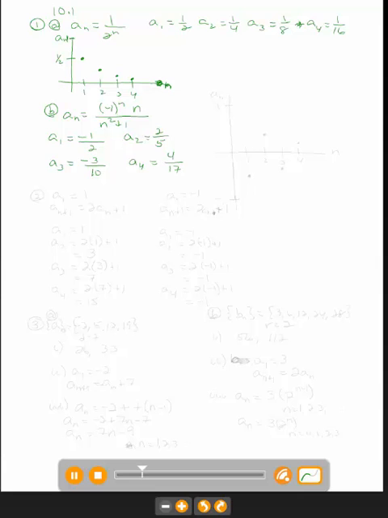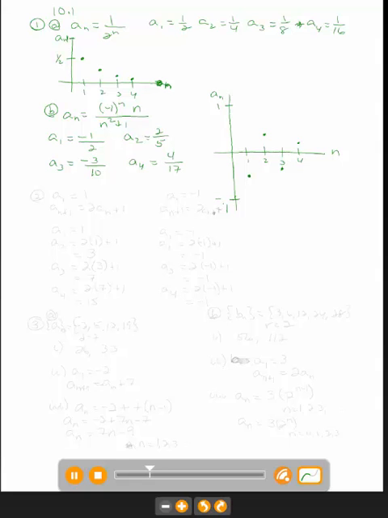And so now I need to draw this graph. So when n is 1, it's -1/2. When n is 2, it's 2/5, which is about 0.4. So maybe about here. And then -3/10, so about here. And then 4/17, a little bit less than 1/4, about here. And if we kept on plotting dots, we'd see that these dots alternate from above and below the n-axis, and they get closer and closer to the n-axis.